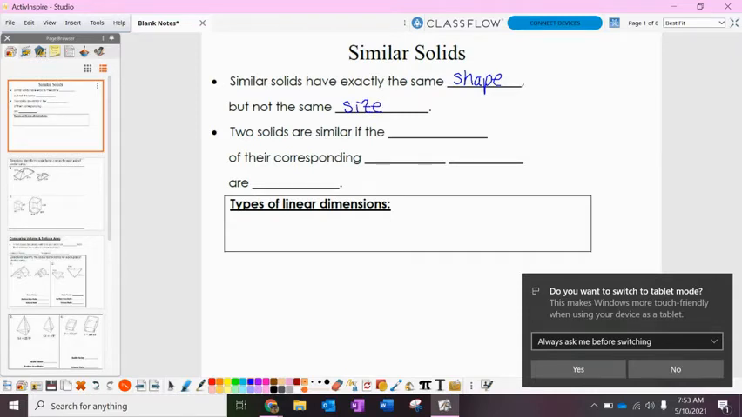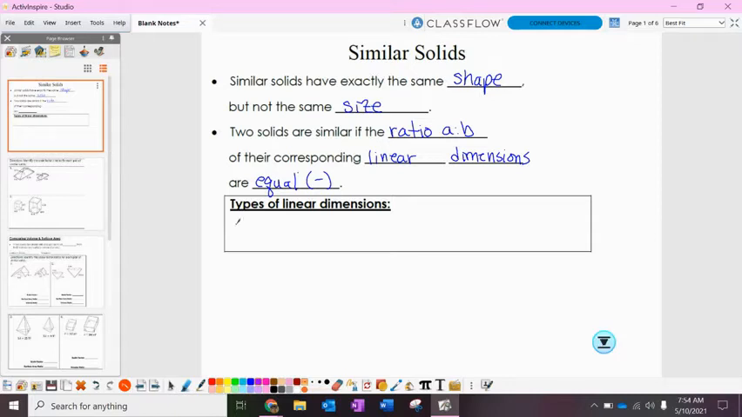Two solids are similar if the ratio A to B of their corresponding linear dimensions are equal. Okay, so we want to see if we compare their corresponding linear dimensions, are they equal? So when we say linear dimensions, what are we talking about?